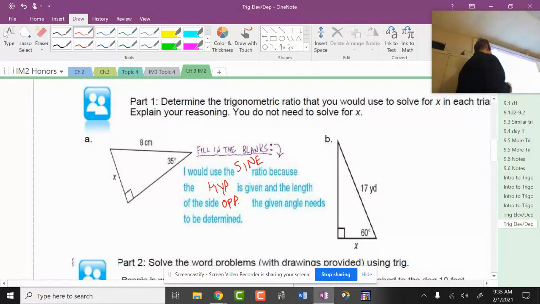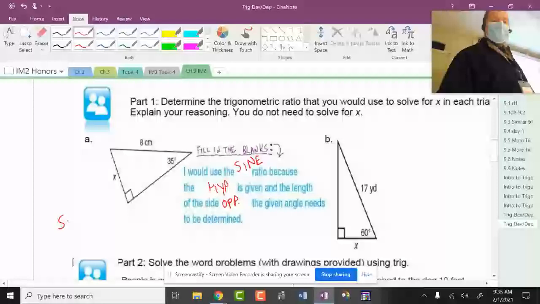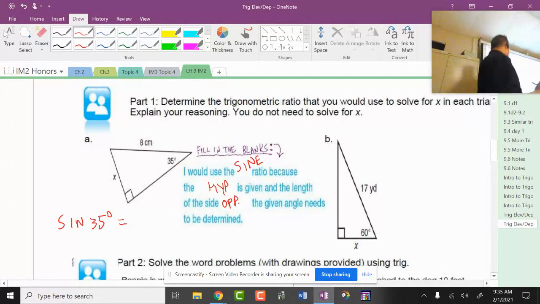All right? And the opposite side needs to be determined. So the next thing you should have written is the actual equation. I did kind of walk around and check. Some people need some help writing this correctly. I need an equal sign. No equal sign, I'm going to be annoyed.